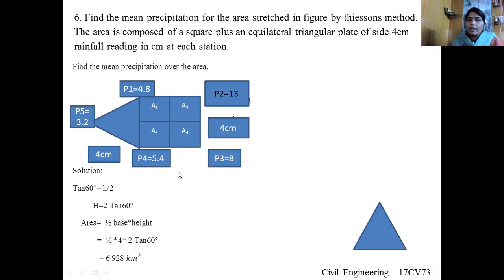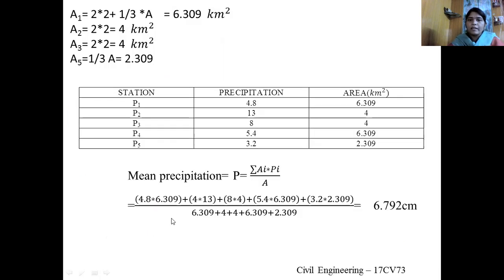So we have to find out A1, A2, A3, A4 and A5. Moving on to that calculation, how do we do that? A1 is that square, 2 into 2, plus 1/3 of that A, so 6.309 centimeters square. Similarly, A4 will be the same. A2 is 2 into 2, A3 is 2 into 2, and A5 is 1/3 of that A, that is 2.309.